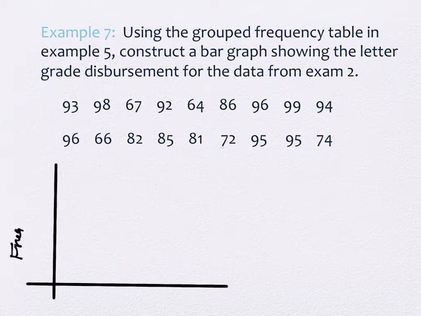This is frequency. I'll write grade at the bottom instead of score because it makes more sense when you're talking about the letter grade, right? If you write score, it's probably fine. I mean, it is fine. And I'm going to mark the frequencies the same way I did before. 1, 2, 3, 4, 5, 6, 7, 8, 9, 10, and label every other one.